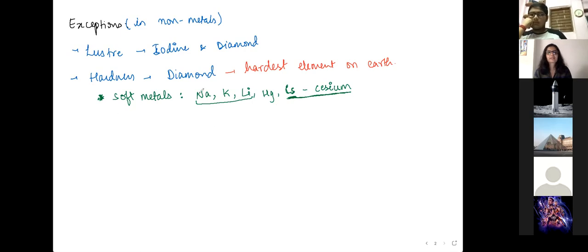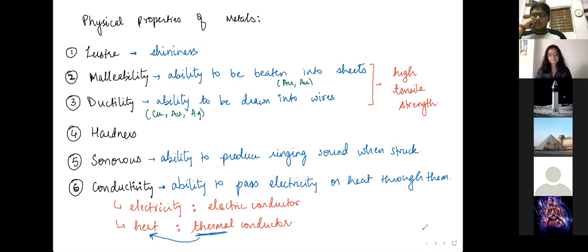Even magnesium to some extent is more malleable than soft. I'd say you can bend it easily. Ma'am, can you please show the last slide for a second? The physical properties. Okay, one second.